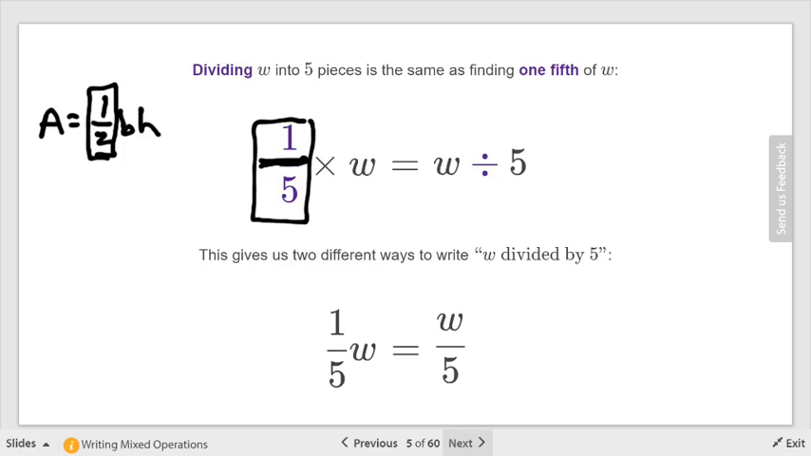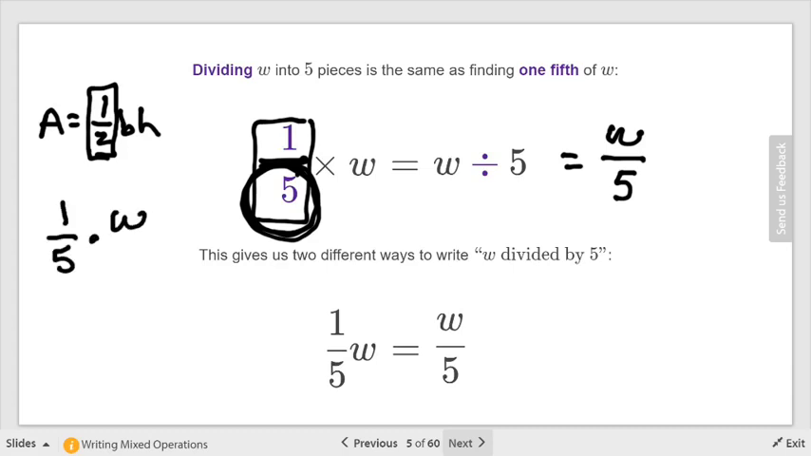Instead of thinking of it as multiplying by the fraction, it's the same as dividing by the bottom number, which is called the what? You may remember? Denominator. There you go. So 1/5 times W is the same as W divided by 5, which is the same as W over 5. Do you agree?